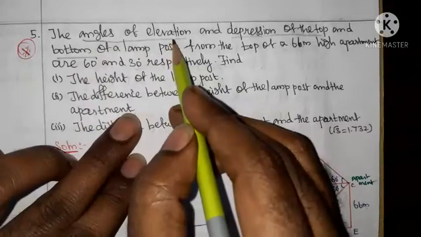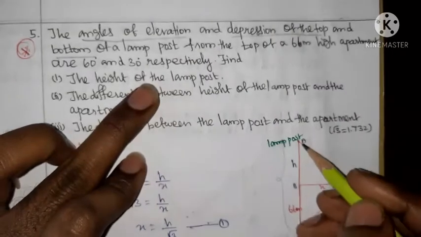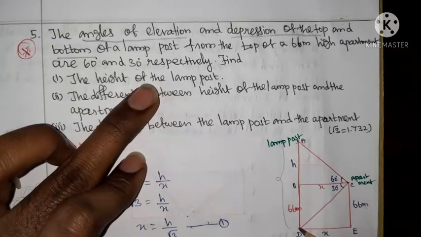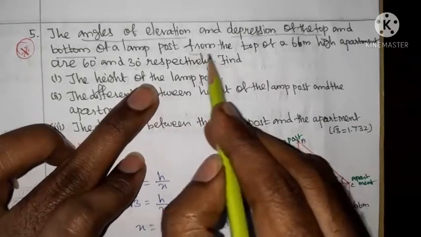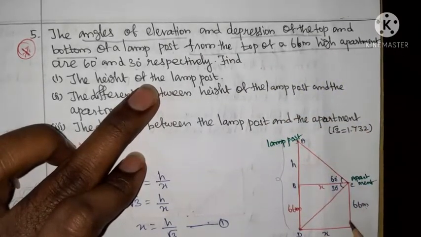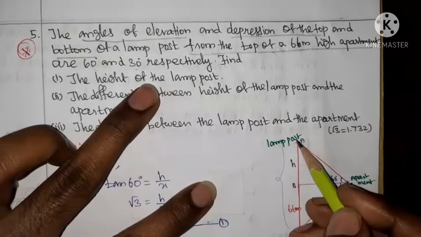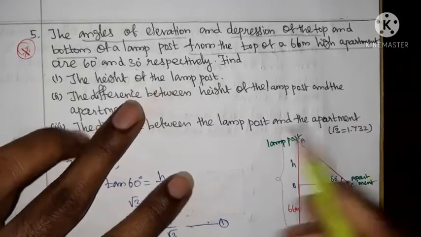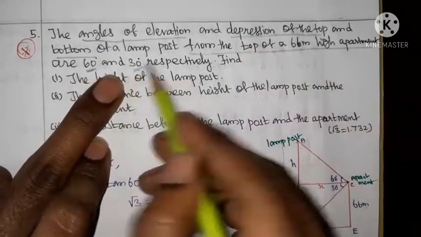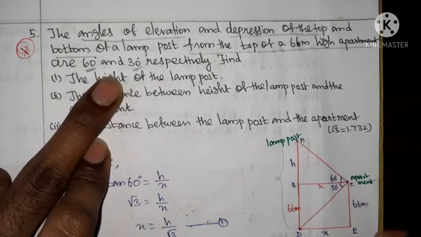So the angle of elevation and depression of the top and bottom of the lamp post. From the top of the 66 meter high apartment, the angle of elevation of the lamp post top is 60 degrees, and the angle of depression of the lamp post bottom is 30 degrees.